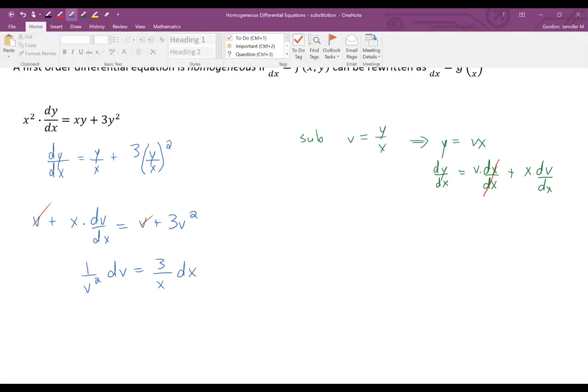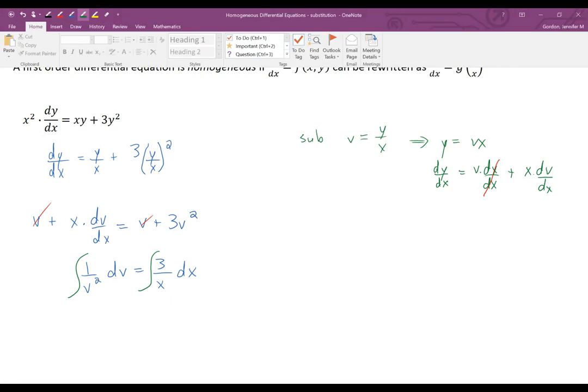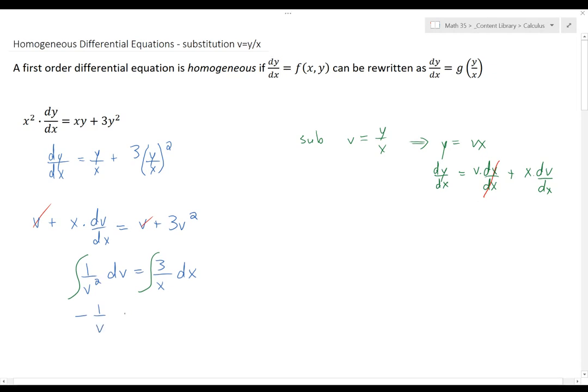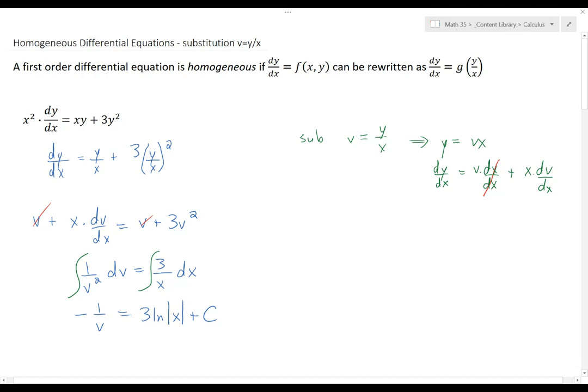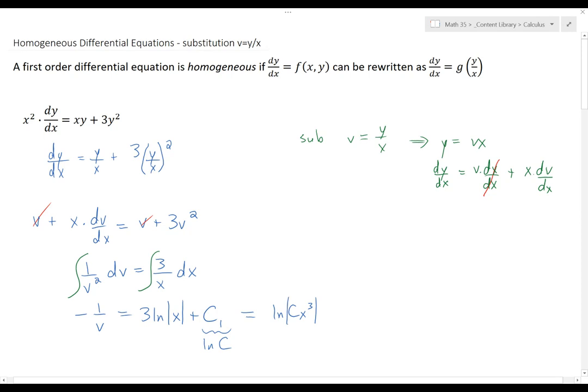And now this is a separable differential equation. So now I can integrate both sides with respect to the variable on that side. And I get negative 1 over v, which is the antiderivative of 1 over v squared, equals 3 ln of the absolute value of x plus some constant. I can actually consider this constant. So let's say this is ln of some other constant. That means this is the ln of cx cubed. And I'll just make the whole thing absolute value. The c can be positive or negative. In that case, it doesn't really matter.